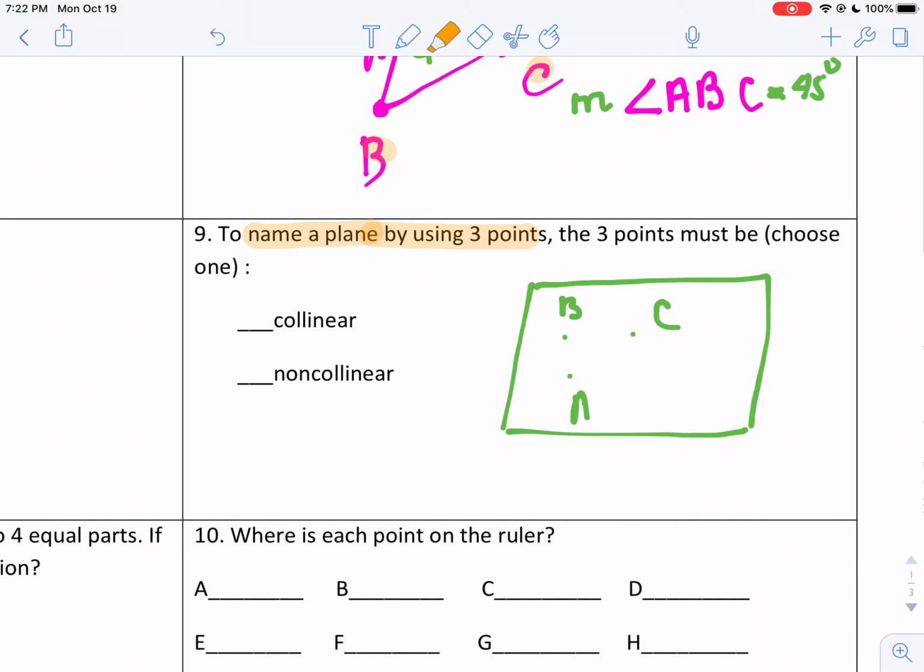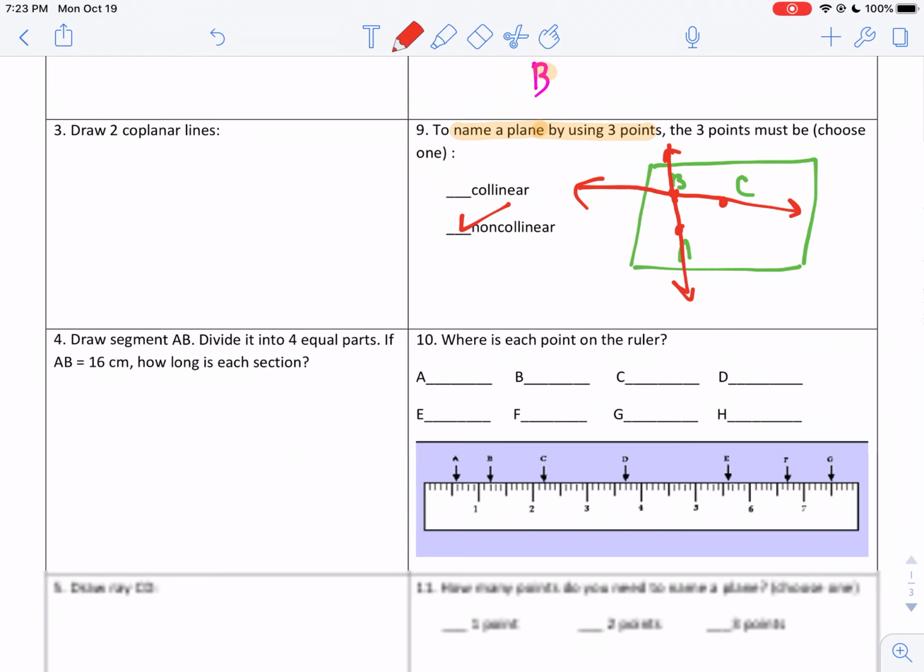If I draw a line through BA and a line through BC, I could clearly see that they are non-collinear. Not all 3 of them are on the same line. Or I could draw a line through AC, and you'll see that they are on at least 2 different lines. So the answer is, to name a plane, the 3 points must be non-collinear, not on the same line. All right.